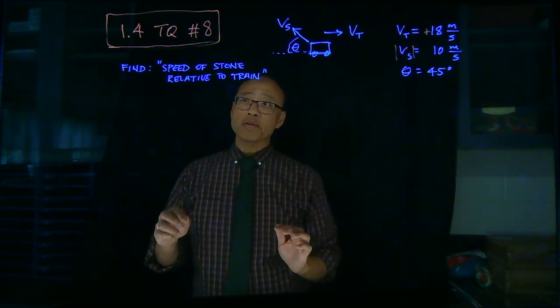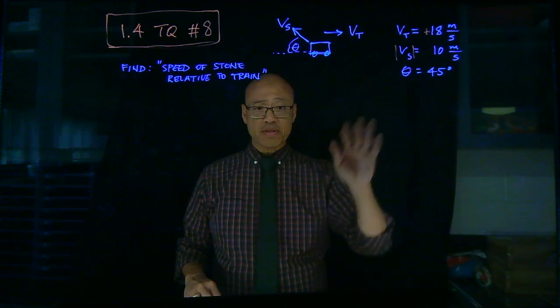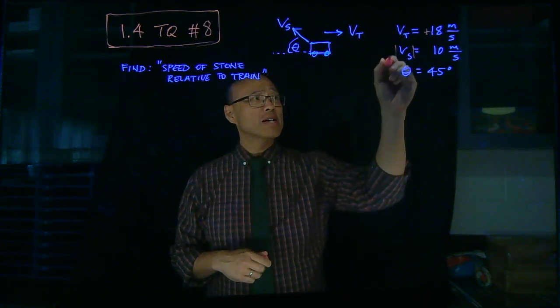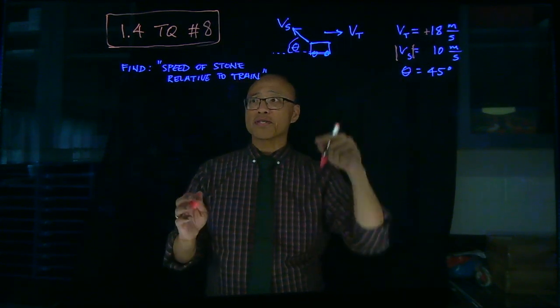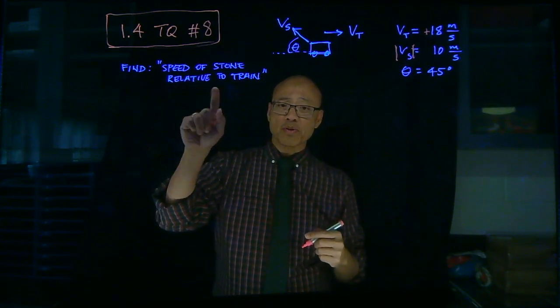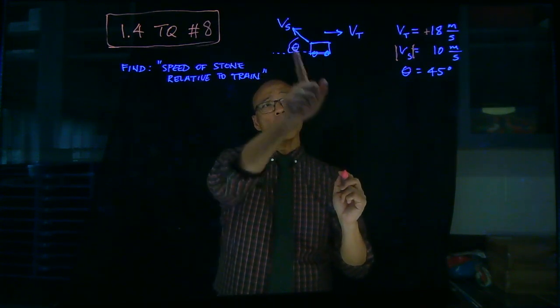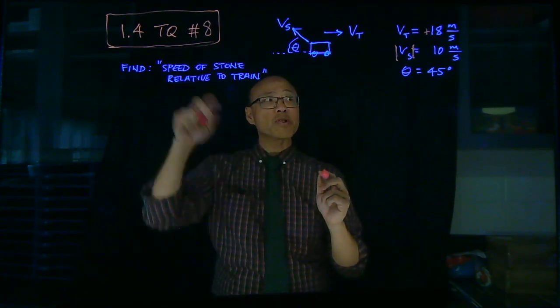All right, this is problem number 8 on the 1.4 topic questions. You should have it in front of you, and you could recreate everything here. Our goal is to figure out, given this system, the speed of the stone relative to the train. Train's going this way, stone's being thrown up and to the left, or away from the train.